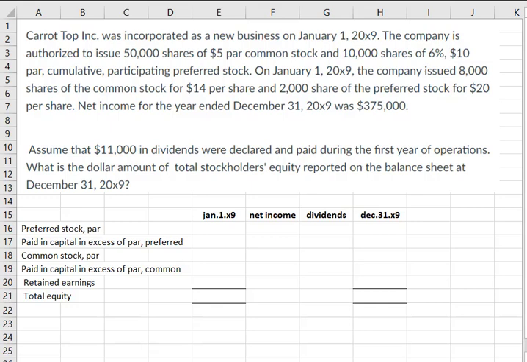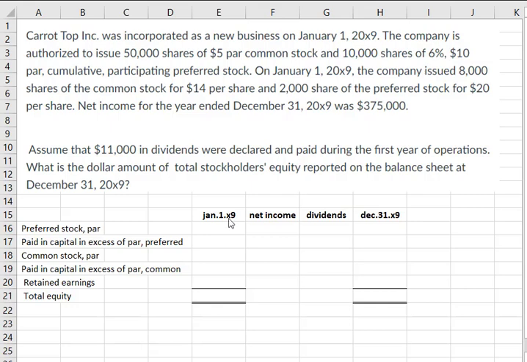Now, these are just authorized, meaning that there's paperwork that's been submitted to the Secretary of State in which they're incorporated. And they could issue those shares, but they have not issued those shares yet. But they can. They're legally allowed to. But then we see on January 1 of X9, they did issue some shares. They issued 8,000 shares of common and 2,000 shares of preferred.